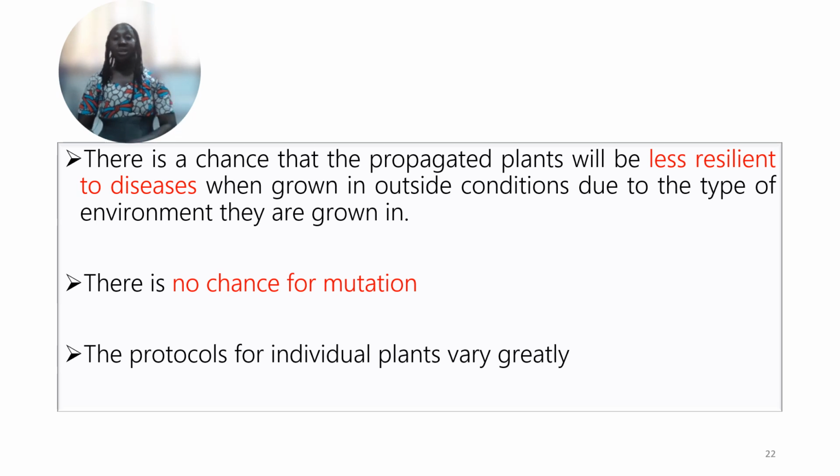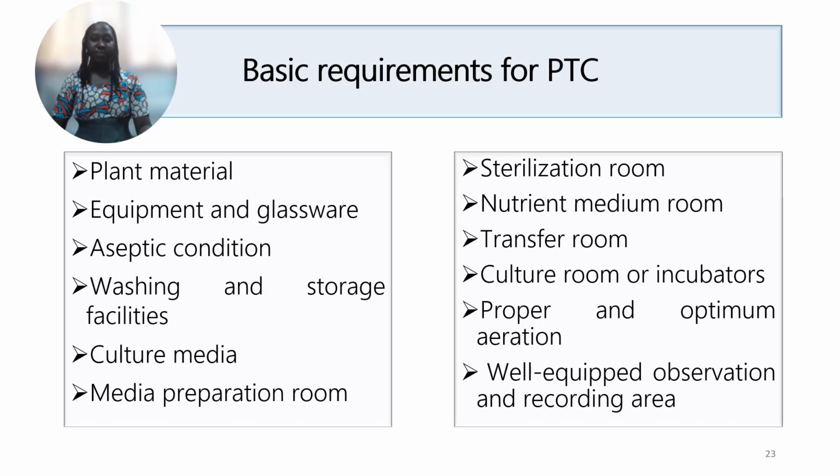There is a chance that the propagated plants will be less resilient to diseases. Yes, they are disease-free, but they are not disease-resistant. So there is a high chance of being less resilient to diseases. And there is no chance for mutation, unlike seed propagation. In this, there is no chance for mutation, and the protocols for individual plants vary greatly. So it is very hard. Every plant species requires its own protocol. So that brings the expensive part of it for large production of various species of plants.